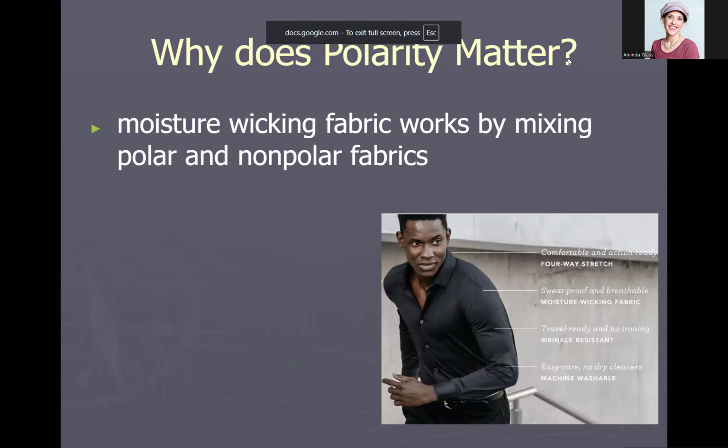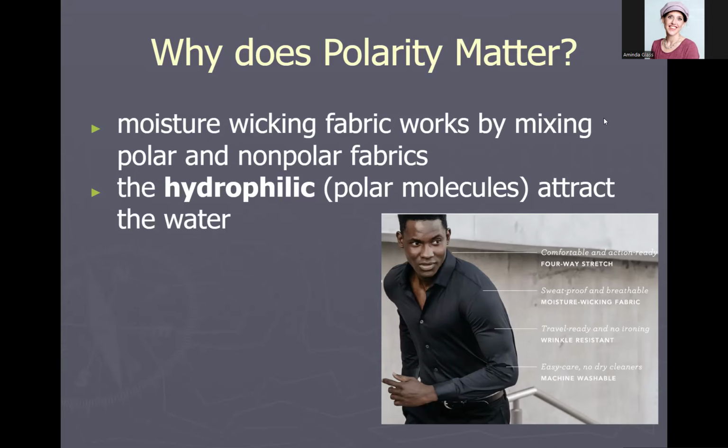Okay. Now, why does polarity matter? I talked about one application with the moisture wicking fabric. It works by mixing polar and nonpolar fabrics. The polar absorbs the water. So by interweaving the fabric, you have the ability to absorb the moisture from your body, and then the nonpolar fabric pushes it out away from you. There are other uses as well, but that is one common one. You use these polar and nonpolar materials regularly and don't even realize how important these concepts are to you.